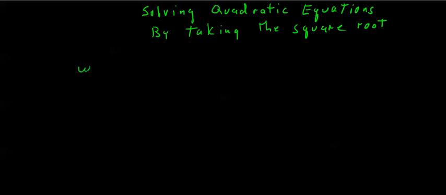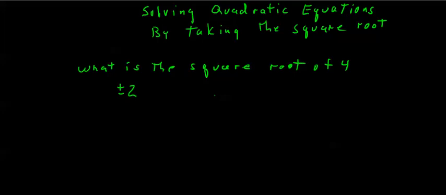What is the square root of 4? The square root of 4 is 2 and negative 2, or the notation we use, plus or minus 2. The reason is 2 times 2 is 4, and negative 2 times negative 2 is positive 4.